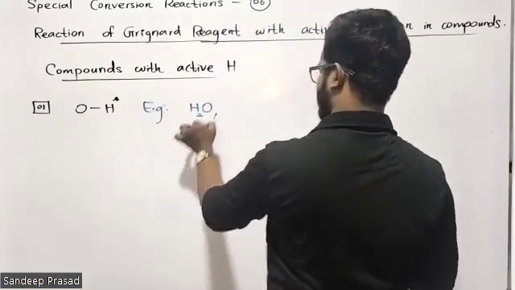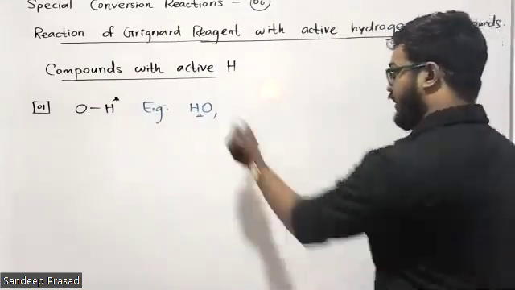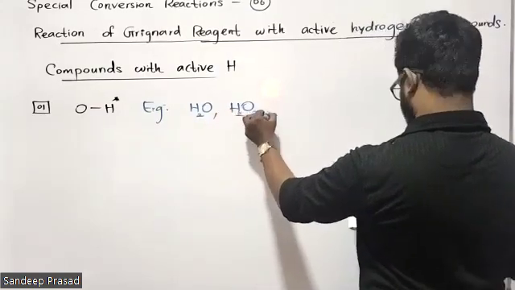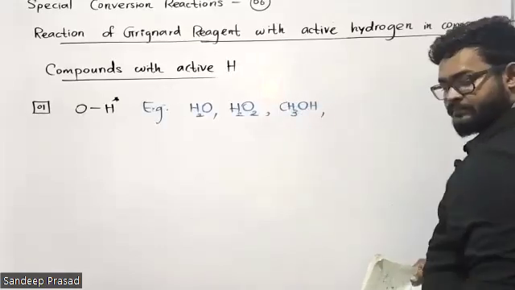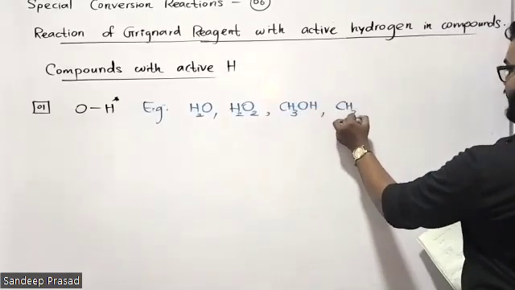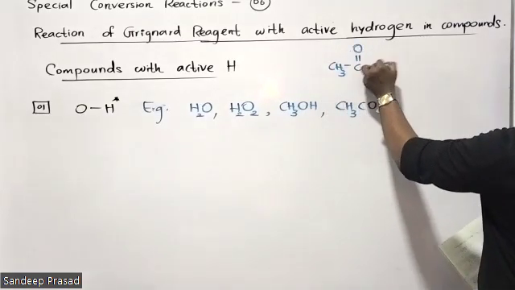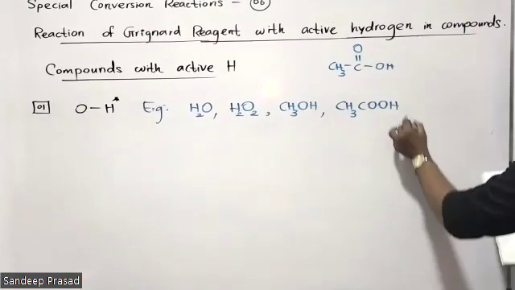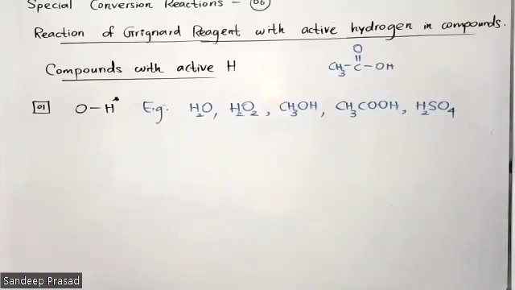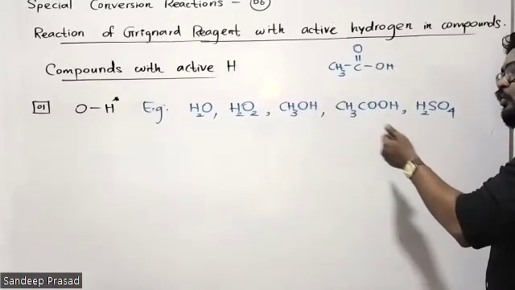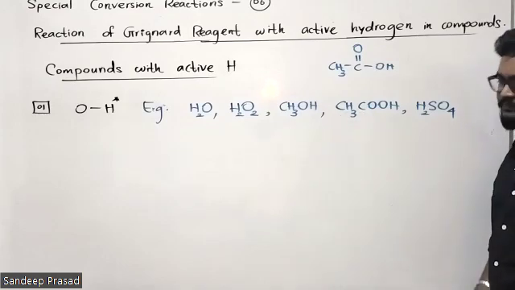The water molecule contains active hydrogen because the OH group is there. Hydrogen peroxide, H2O2. Then we can consider methanol and all the alcohols, carboxylic acids such as acetic acid, CH3C double bond OH, where the OH group is there. Then sulfuric acid, H2SO4. Likewise, we can see OH groups in all these compounds, so they are acidic active hydrogens.